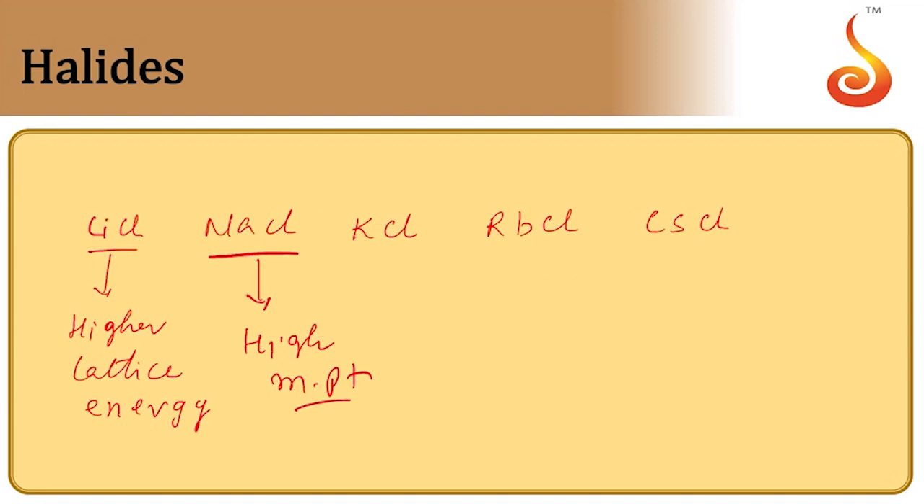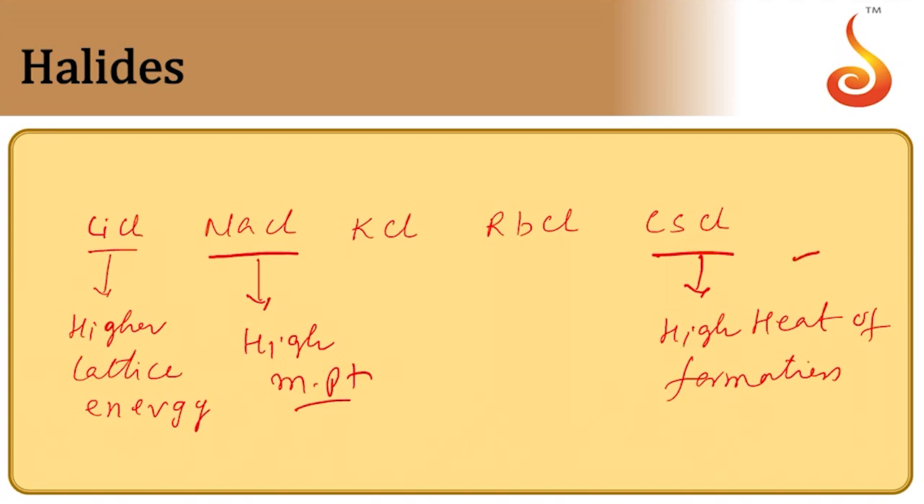When it comes to high heat of formation, more ionic character leads to high heat of formation, and CsCl has the higher heat of formation. So the compound has high heat of formation. Therefore, high heat of formation is cesium chloride, high lattice enthalpy is lithium chloride, high melting point is sodium chloride.